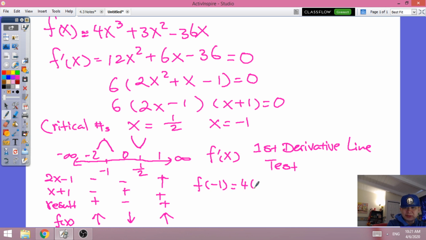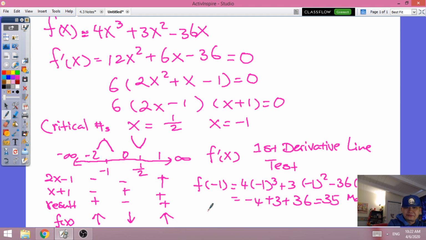So we have 4 times -1 to the power of 3, plus 3 times -1 squared, minus 36 times -1. Again, I'm just plugging the number back into the original function. -1 to the power of 3 is -1, so -4. -1 squared is positive 1, times 3, so plus 3. And then negative times negative, so positive 36. So we get 39 minus 4, which is 35. So that means for the local max, it's (-1, 35).